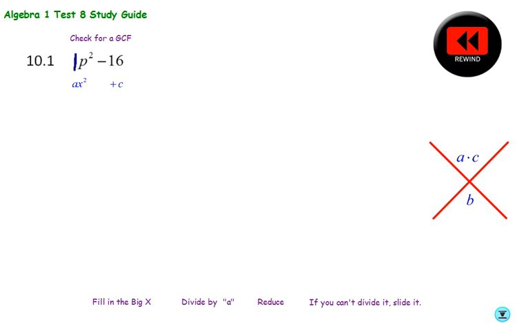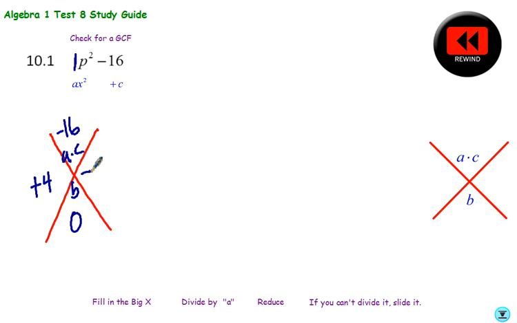So I'm going to go ahead and fill in my big X here. I've got two numbers that multiply to negative 16 that add up to 0. Well, now don't say 8 and 2, because that doesn't add up to 0, right? Positive 4 and negative 4. Again, with this difference of squares, it's going to be the square root of that number. All right, so let's take that over. And so I've got p plus 4 times p minus 4.